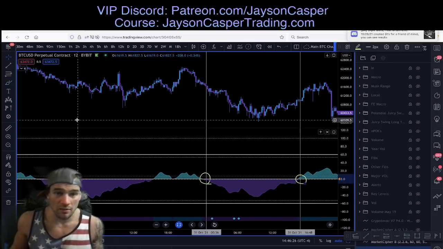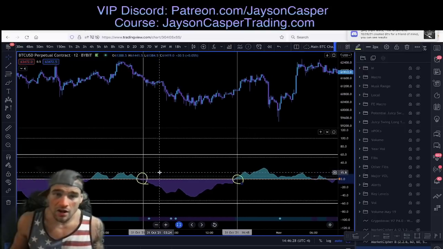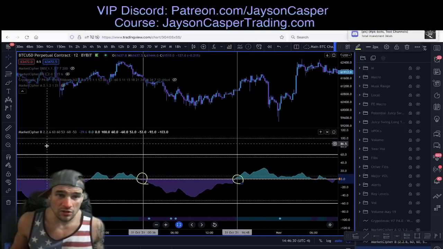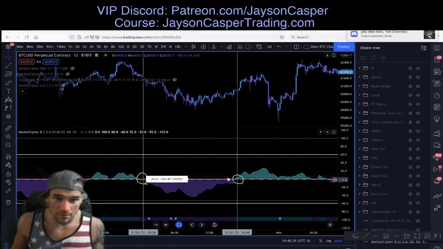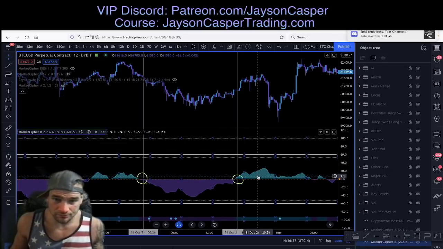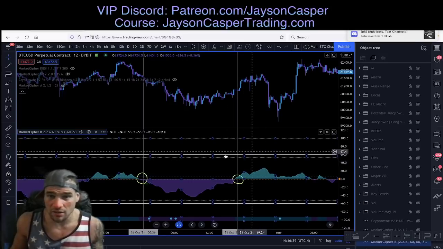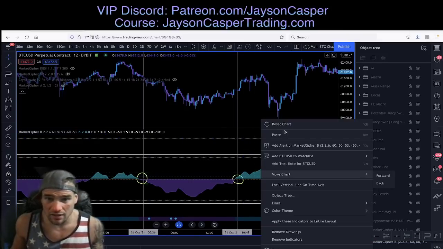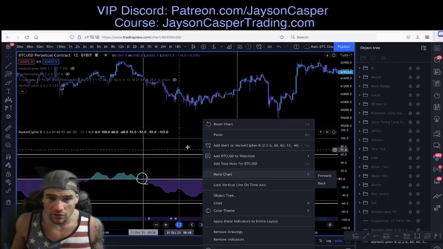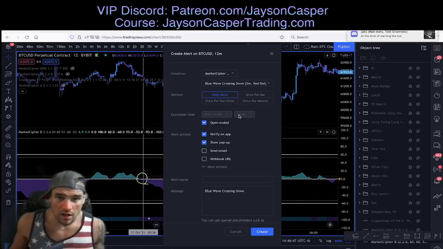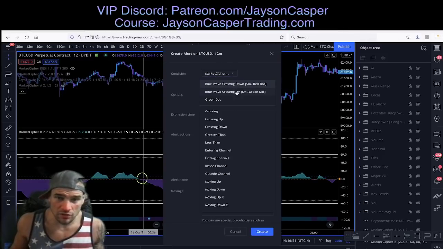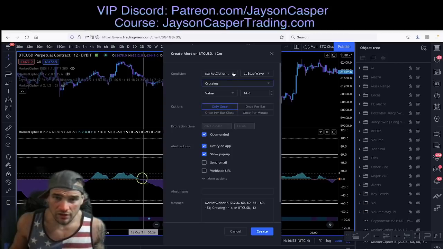So if you have a job and you can't look at the charts all day, what you can do is come to Market Cipher B and click on it. It will highlight it, and you can see by all these dots. Then you right click it and click Add Alert on Market Cipher B. Then you click Market Cipher B and go to crossing. This is how you're going to set it up.